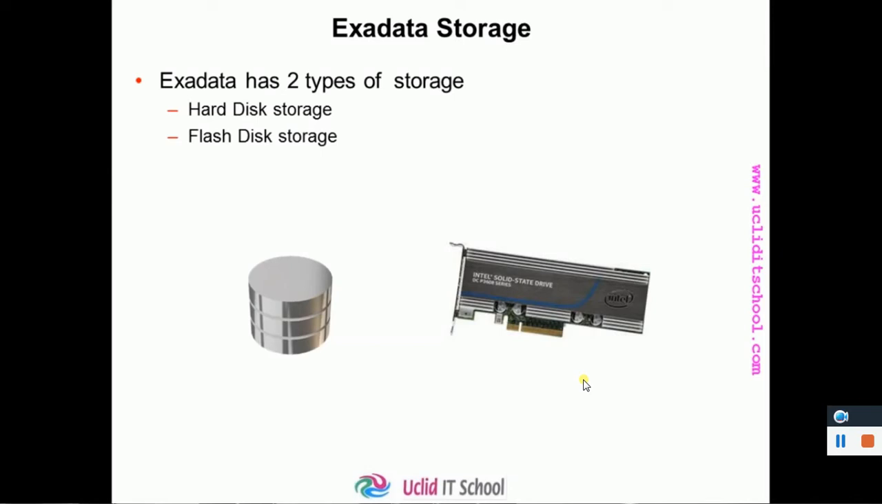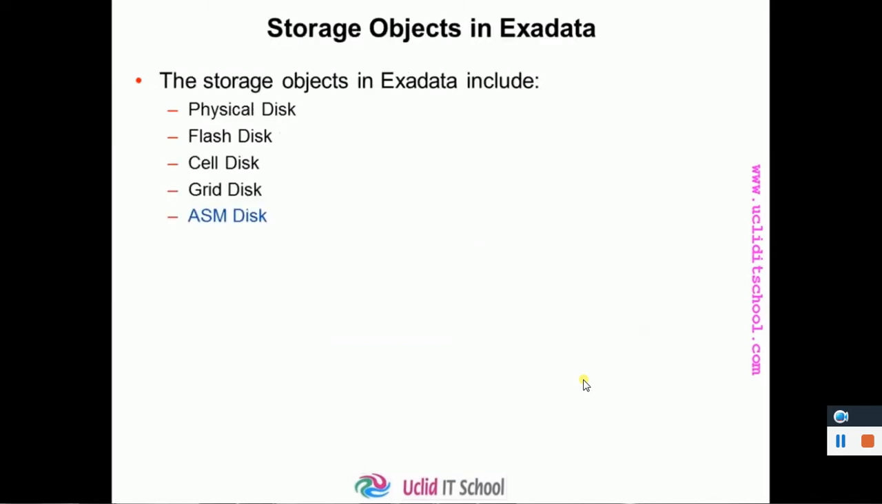Those kinds of storage servers are called EF, Extreme Flash Storage Servers. And the other servers are called high capacity storage servers, which have both hard disk storage as well as flash disk storage. So customers can choose between high capacity storage servers, which have hard disk storage as well as flash disk storage, or the second option, the extreme flash storage server, which has only flash storage. That is the concept.